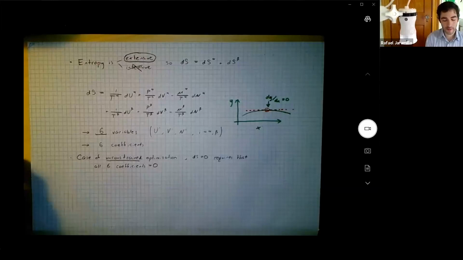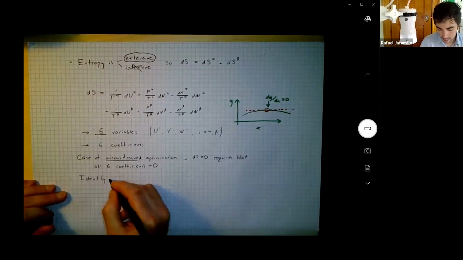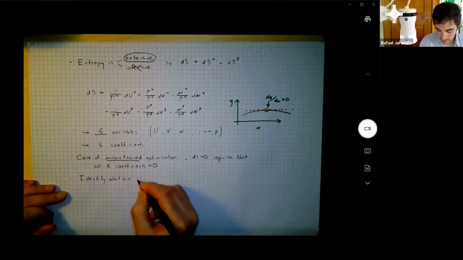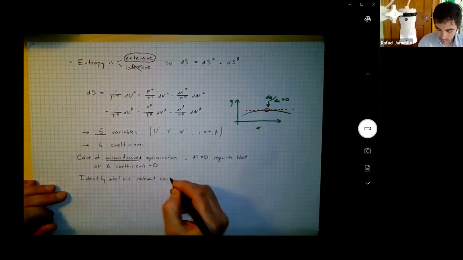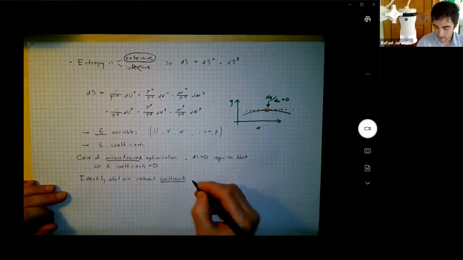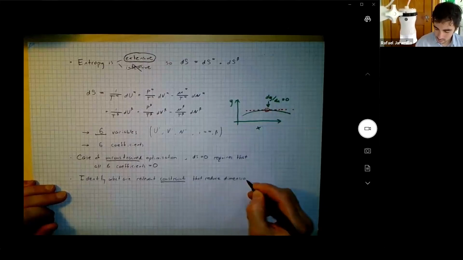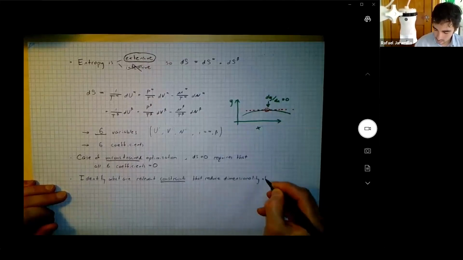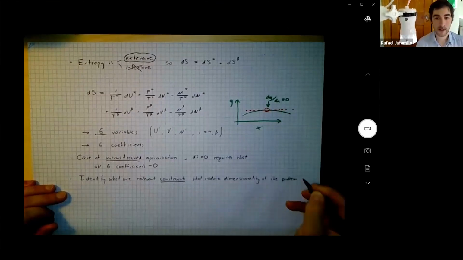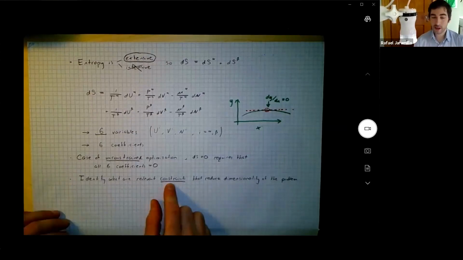So the way to solve this problem and to figure out the equilibrium conditions is to identify what are relevant constraints that reduce the dimensionality of the problem. So that's what we're going to do next. We're going to think about what constraints apply in this case. And the constraints change from case to case. So let me show you what I mean.